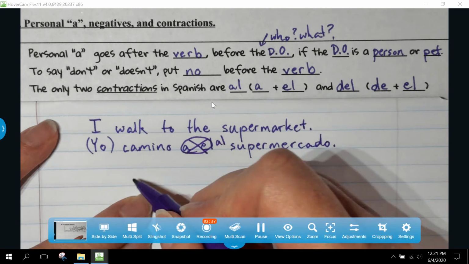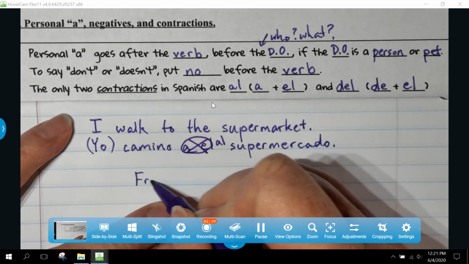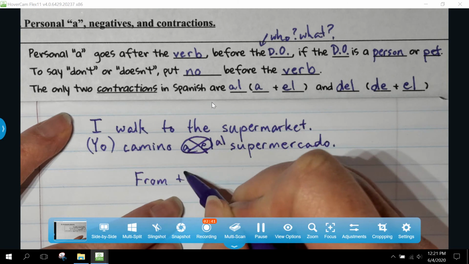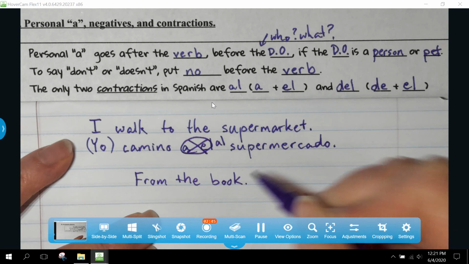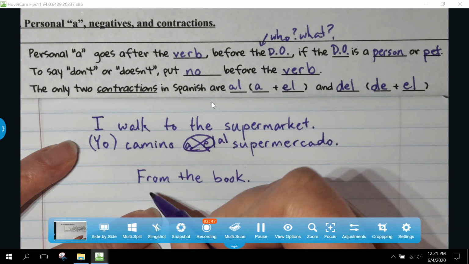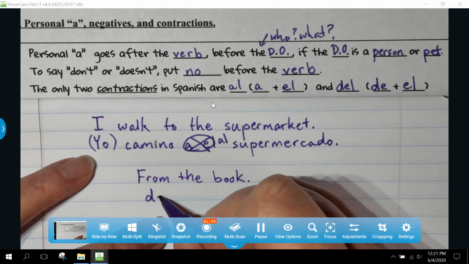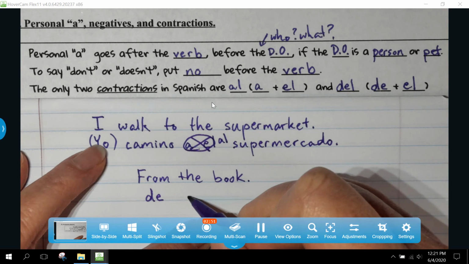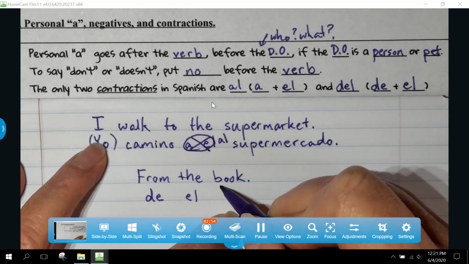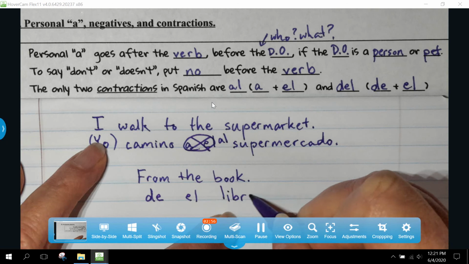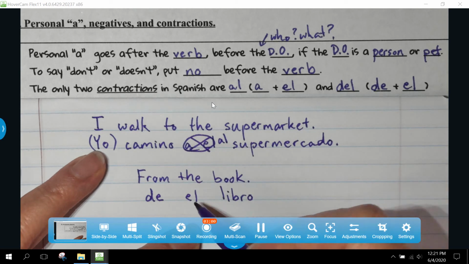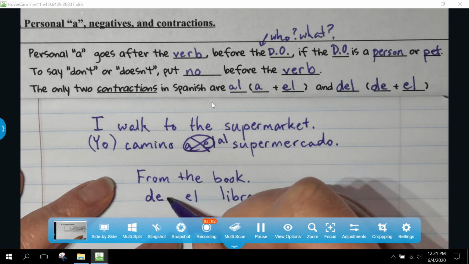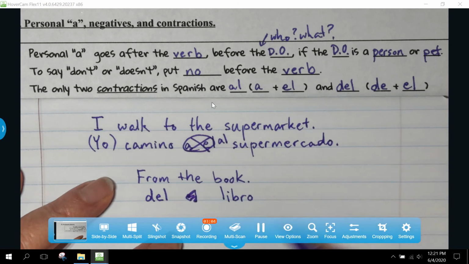Similar things happen with de and el. If I said that something is from the book, again, don't write it down, I'm going to intentionally make a mistake. From is de, el is the, book is libro. So you cannot have a de beside an L unless the L has an accent mark on it. You're going to mix them together. It's going to simply become del libro.